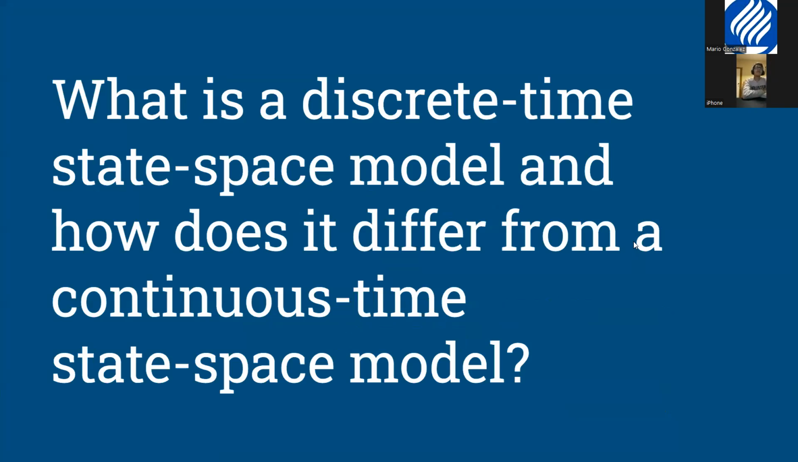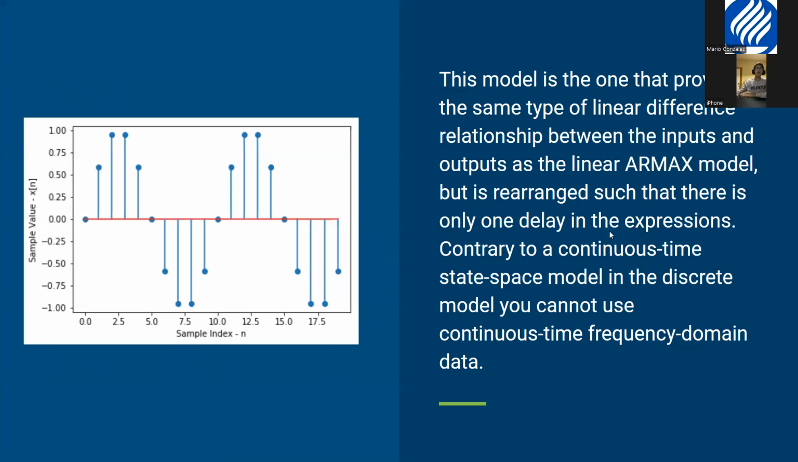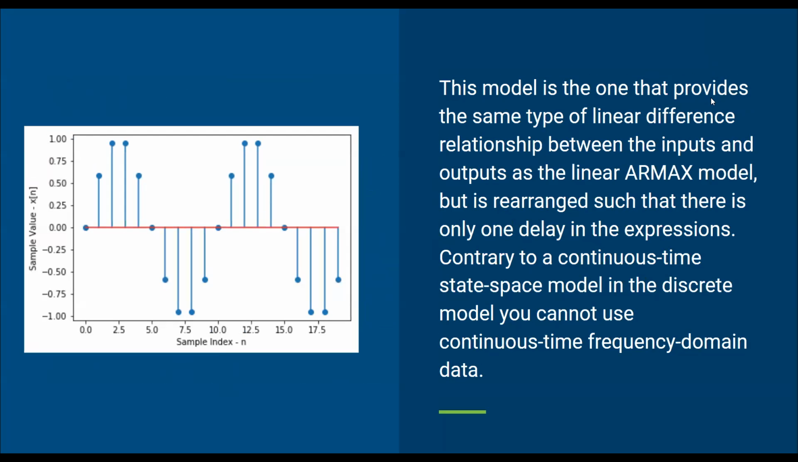So let's start off with what a discrete time-state-space model is and how it differs from a continuous time-state-space model. This model provides the same type of linear difference relationship between the inputs and outputs as the linear ARX model, but it's rearranged such that there is only one delay expression, contrary to a continuous time-space model. In the discrete model, you cannot use continuous time frequency domain data.